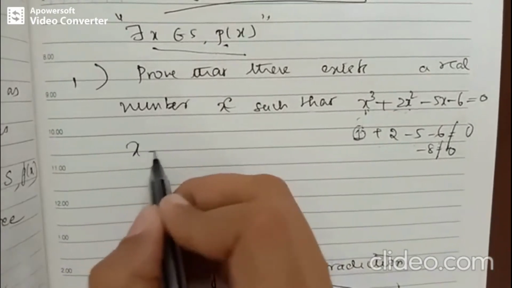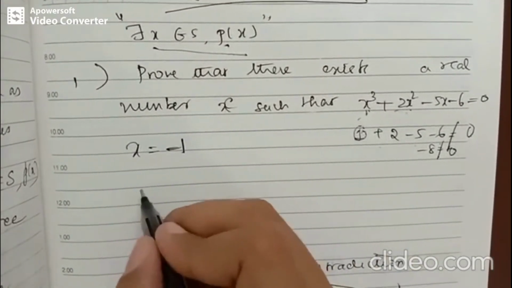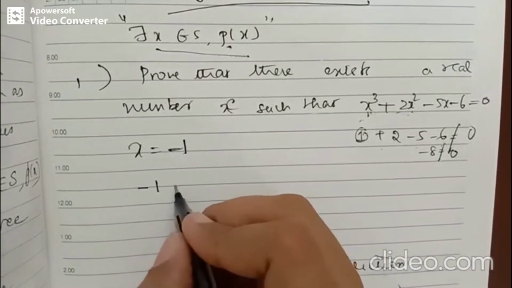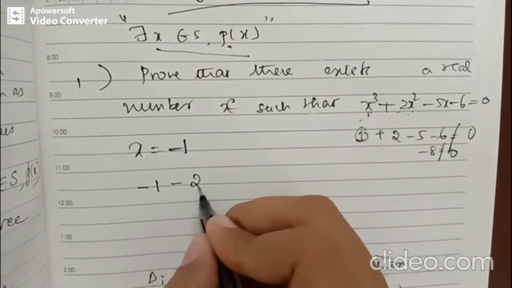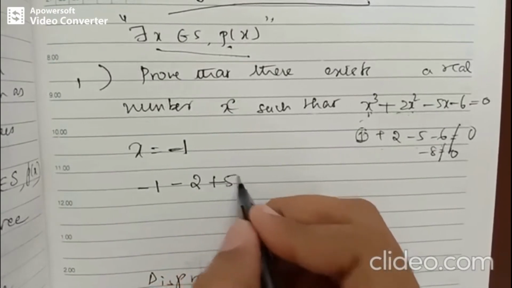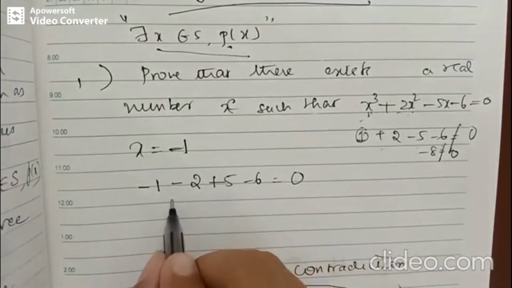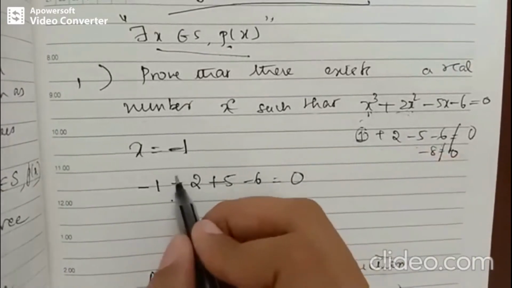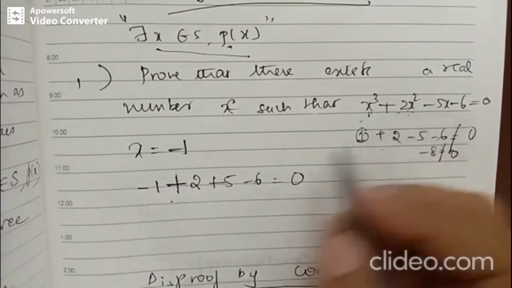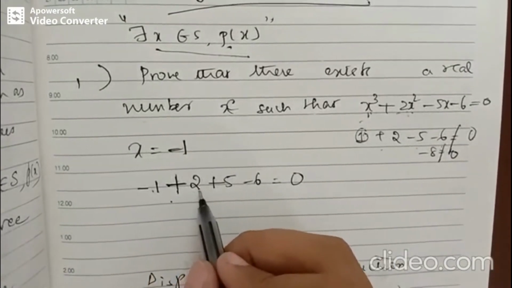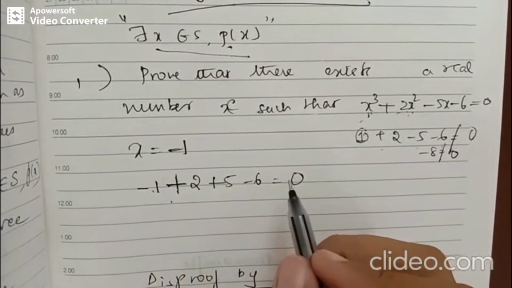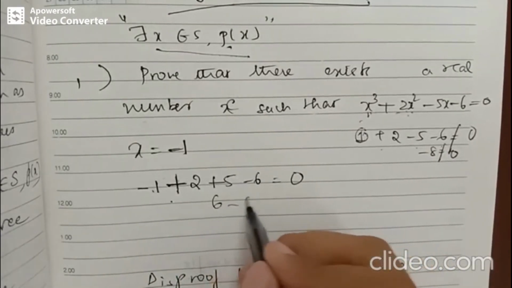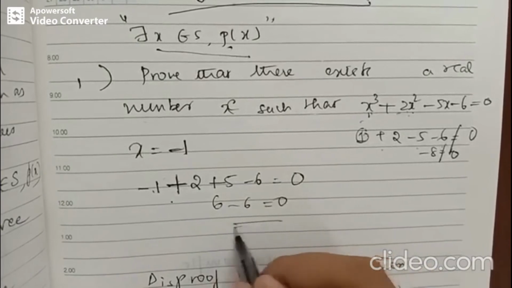So what if I take x equal to minus 1? If I take x equal to minus 1, the equation turns out to be minus 1 the whole cube, which is minus 1, plus 2, plus 5, minus 6. So what do we get? This is plus itself, okay. So minus 1 plus 2 plus 5 minus 6. So we'll get 6 minus 6 equals 0, right?